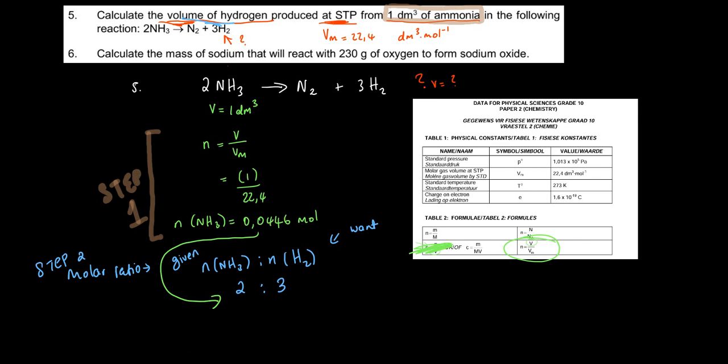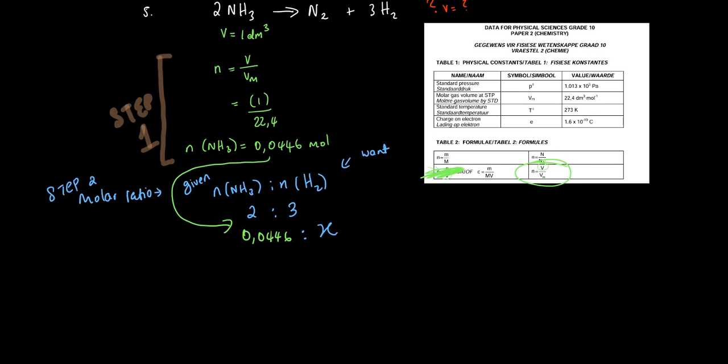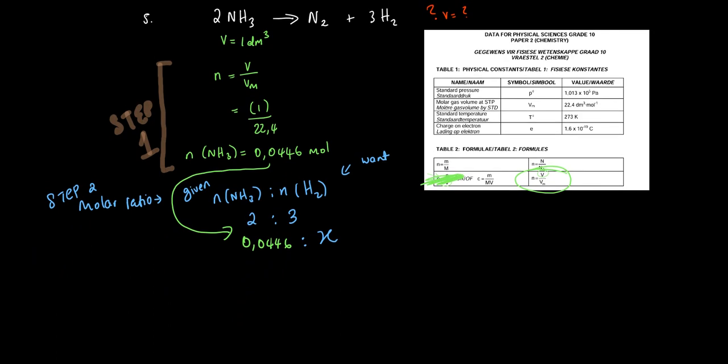Okay, so you write 0.0446. Then you say is 2. Do you know the number of moles for hydrogen? No, so you call it X. Okay, then you are done with, oh no, you're not done. So you cross multiply after. So when you cross multiply, remember it's 2 times x, it's gonna be 2x, and then 3 times 0.0446. Then you divide by 2 both sides.